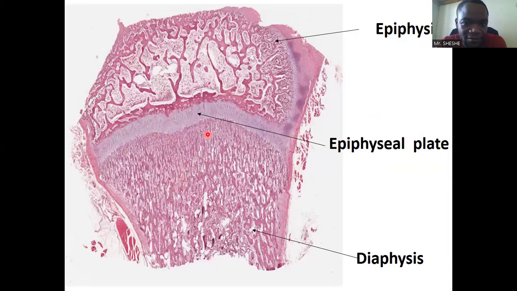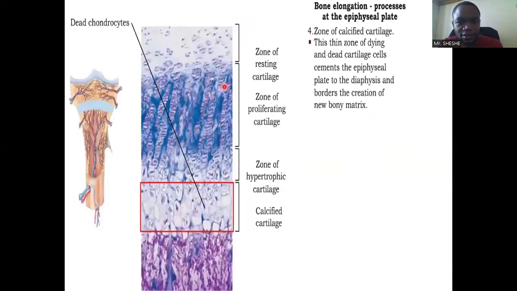So first layer and the last layer are for attachment. Then third and fourth is to expand the growth plate or to make the bone grow longer. Okay. So those are the 4 layers: resting layer or zone, proliferative or mitotic layer, hypertrophy layer, and finally calcified layer.